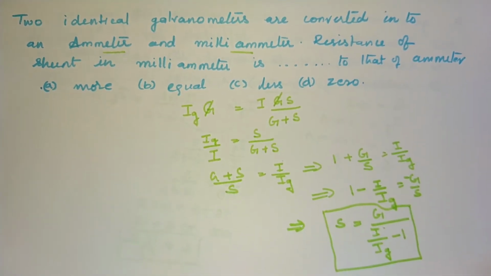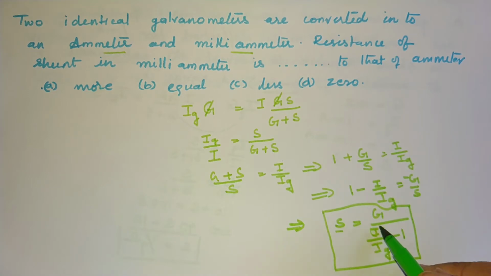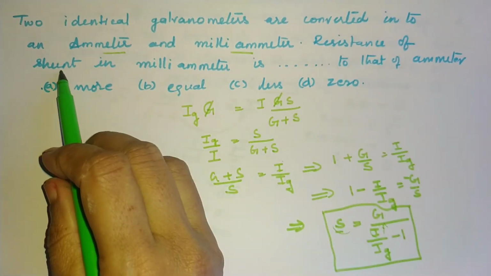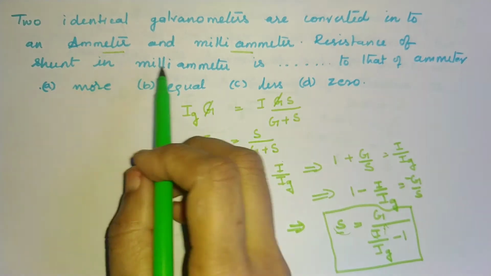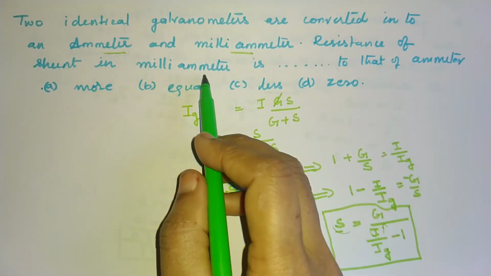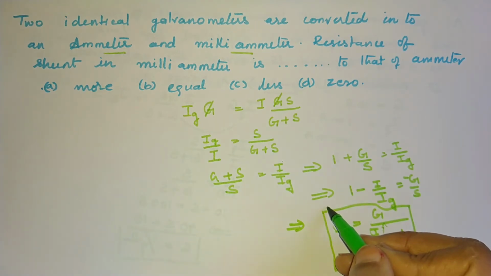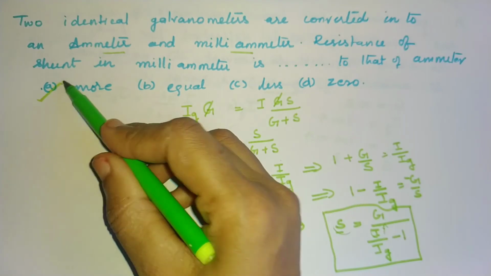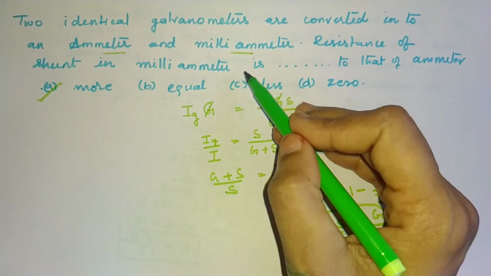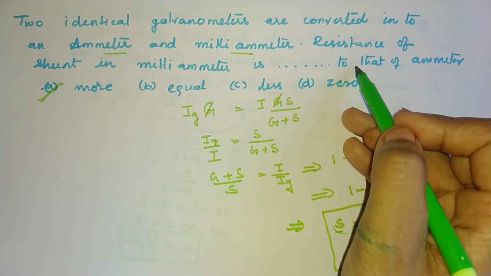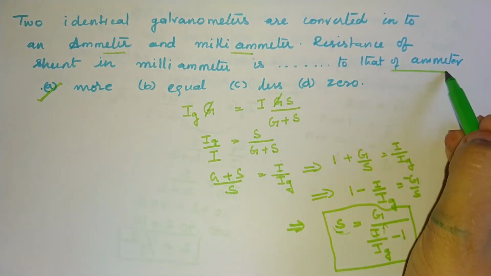Look at this relation. How is shunt related to this current? Ig is the current through the galvanometer. What would happen to the denominator if I increases? Then shunt resistance has to decrease. So current and shunt resistance are inversely related. For a milliammeter, I is less. If I decreases, the value of S will increase. So what should your answer be? Milliammeter will have more resistance, the more value of shunt resistance, when compared with that of the ammeter.